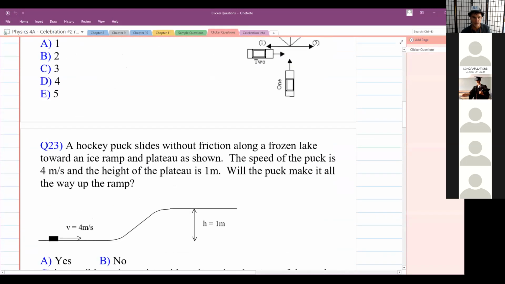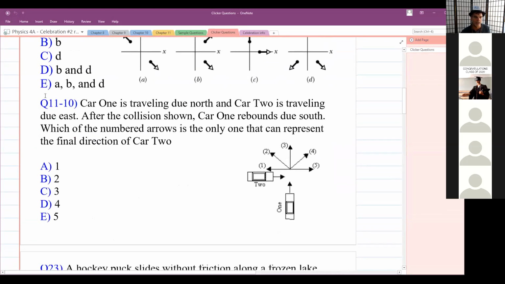That's not what I want to do. Okay, let's look at this 1110. Car 1 is traveling due north and car 2 is traveling due east. Oh, this isn't an explosion, but this is like the opposite of an explosion. In case of something blowing apart, this is 2 things coming together in 2 dimensions. After the collision, 1 car rebounds due south. Which of the numbered arrows is the only one that can represent the final direction of car 2?